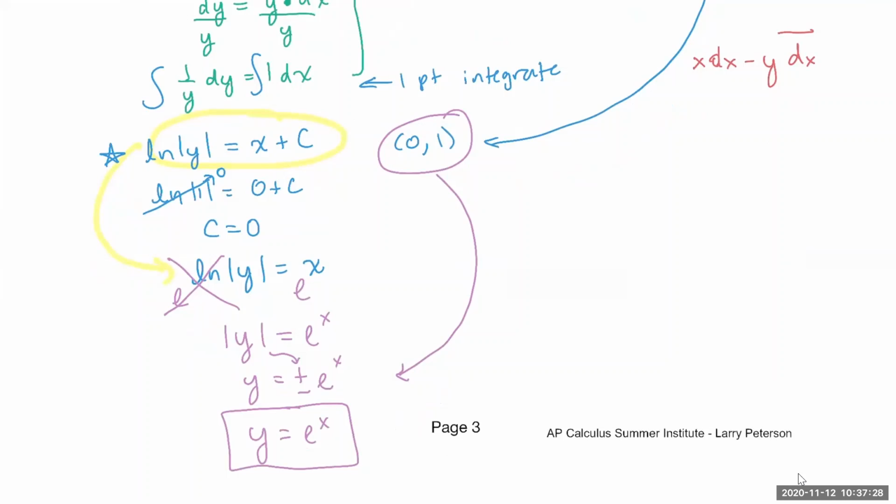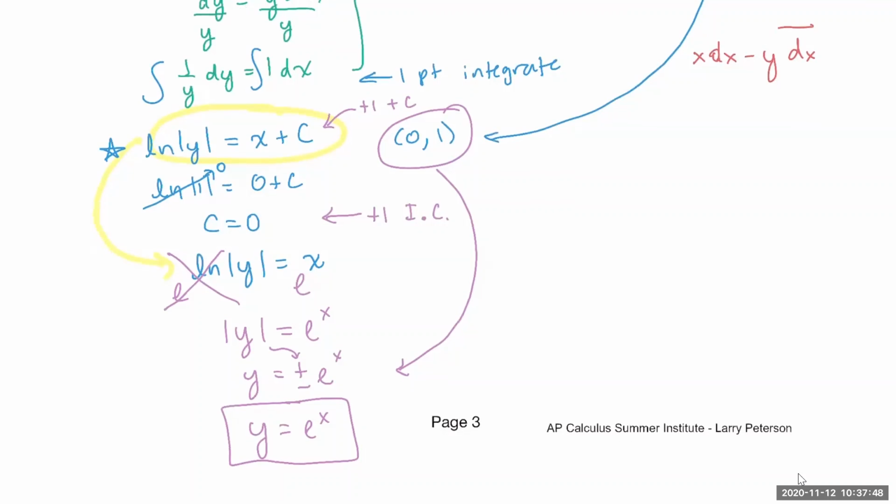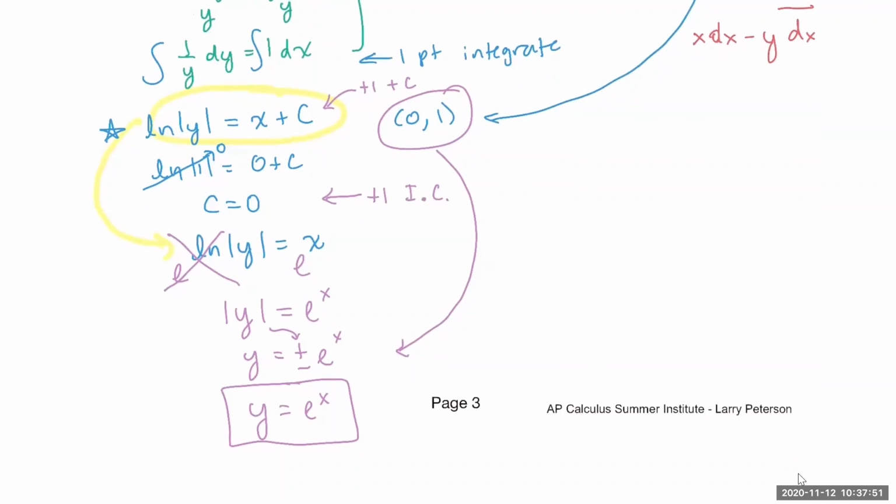So let me give you what some of the other point values are. There's a +1 for plus c. There's a +1 for the initial condition, so +1 for solving for the initial condition. And +1 for finding y, which is here, and plugging c back in. So finding y and including your c value.